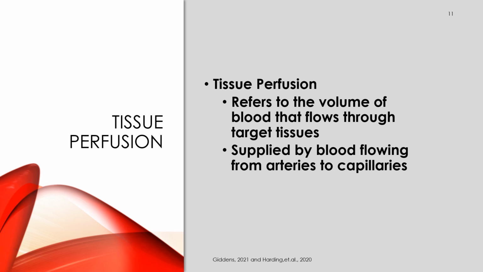Okay, so let's look at tissue perfusion. So we looked at central perfusion. So let's look at tissue perfusion. So this refers to that volume of blood that flows through those target tissues. And this blood is supplied by blood flowing from the arteries to the capillaries.